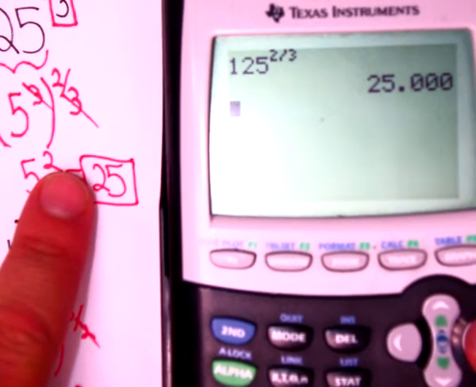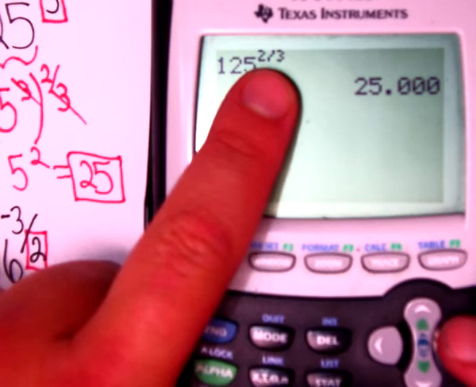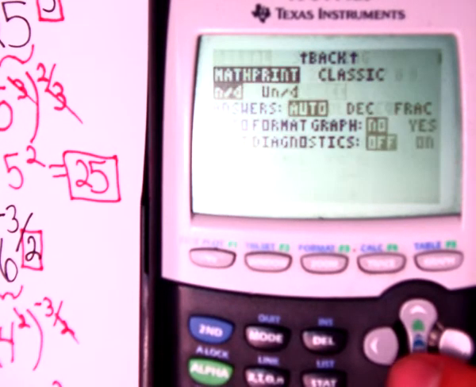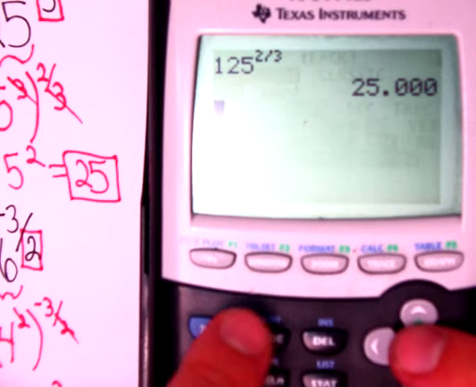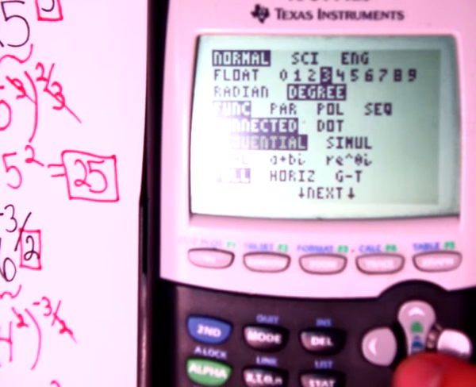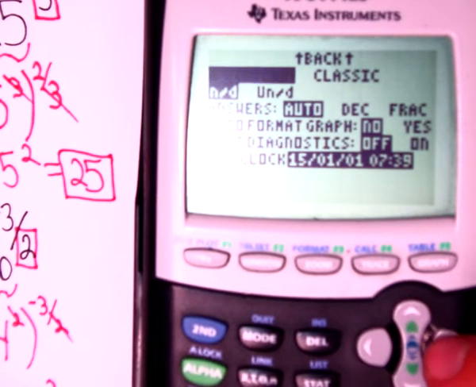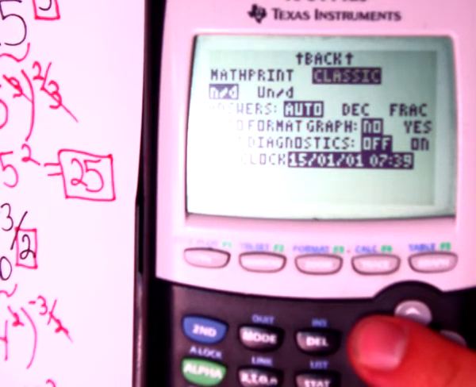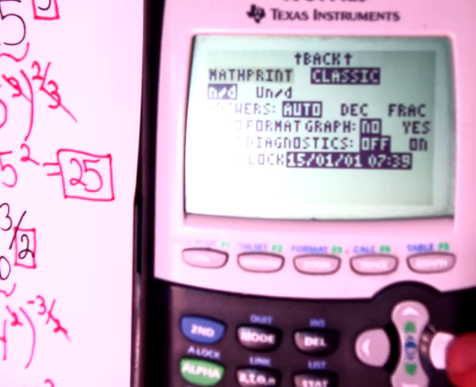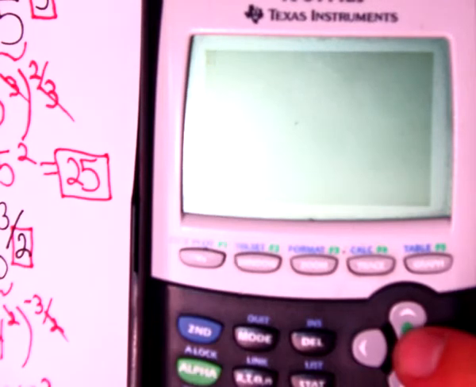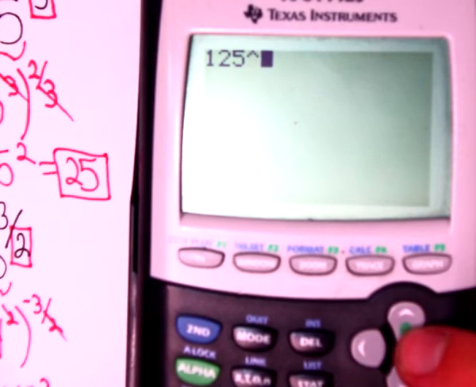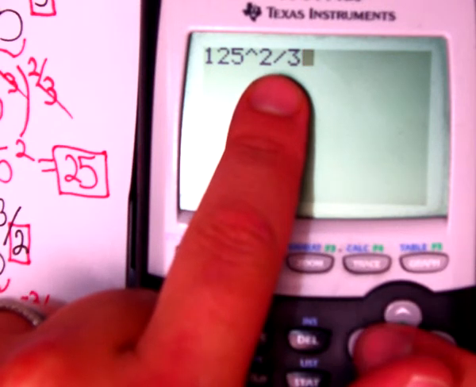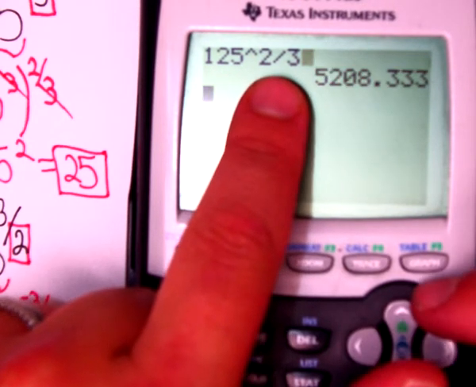But what about when I don't have this box on the top? That's because you don't have the updated operating system. I'm going to change it so that if you go into mode right here, and go all the way down, you may have the operating system, but it might not be set. If yours is set to classic, it won't do that box. If it's set to math print, it'll do that box. So watch what happens now when I go 125 raised to the 2 over 3. You can see we didn't get that little box at the top. Instead, it does it like this. And you see we get a completely different answer.